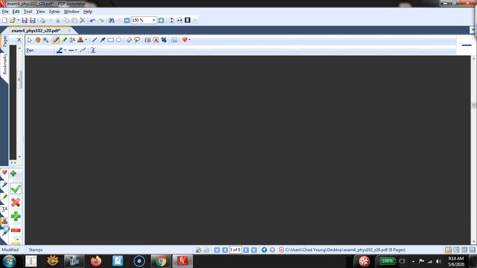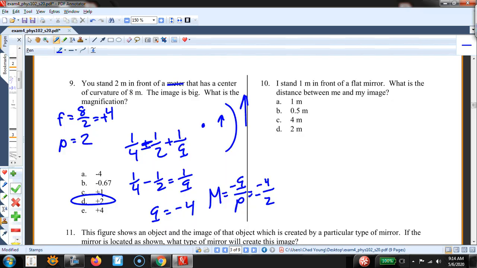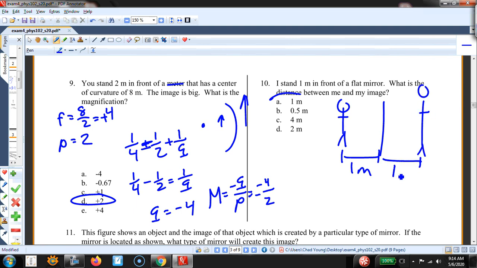I stand 1 meter in front of a flat mirror. What is the distance between me and my image? Oh, so I'm right here. This distance is 1 meter. My image, I always look taller in the mirror, is also 1 meter. So this distance is 2 meters.